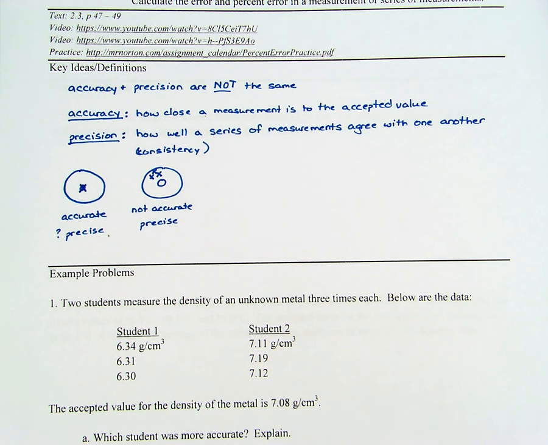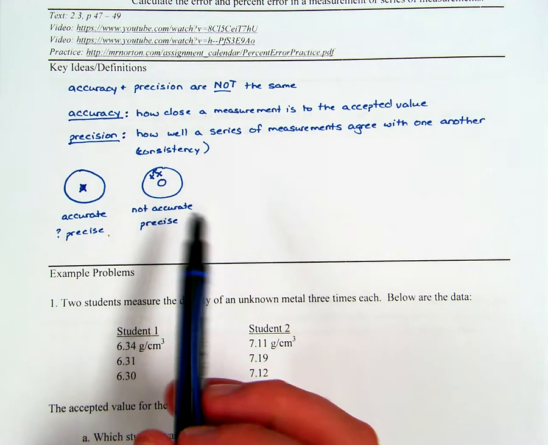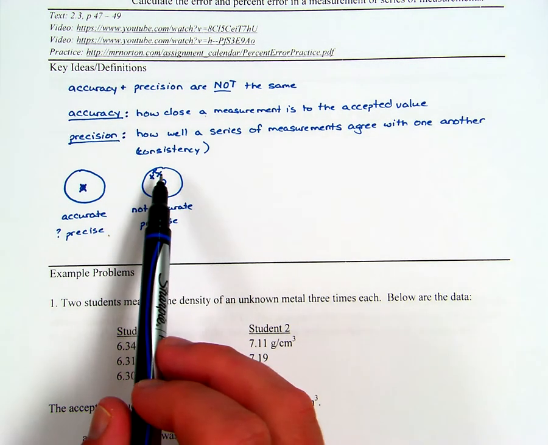Or you're using a graduated cylinder and you don't get to eye level with the meniscus on the graduated cylinder. So you might be very consistent with how you measure it, but you simply don't use it correctly. This would definitely lead to not accurate results, but could give you precise results.